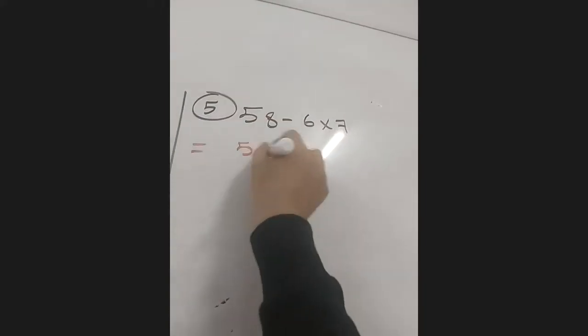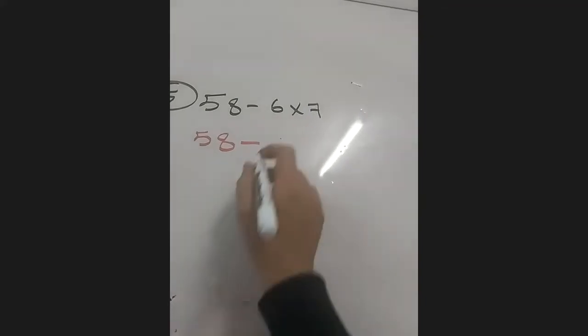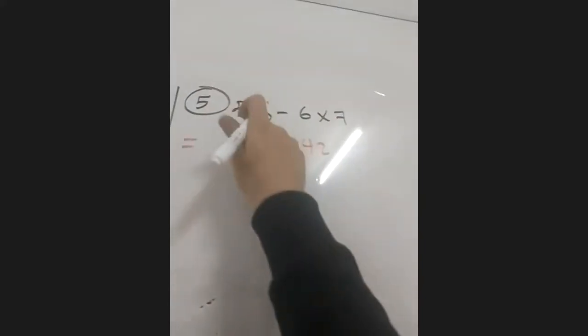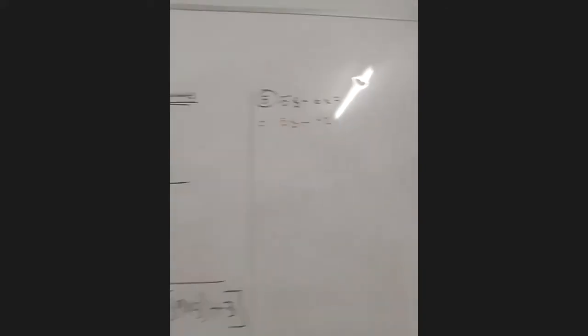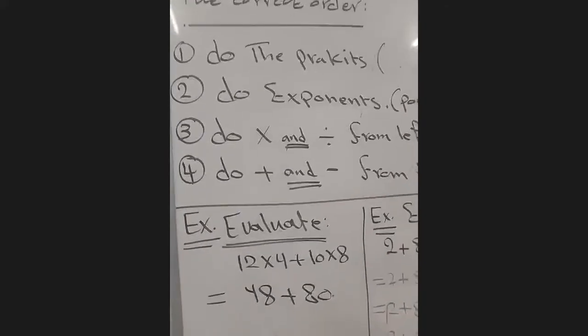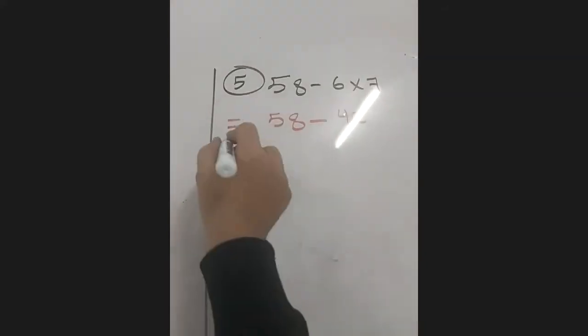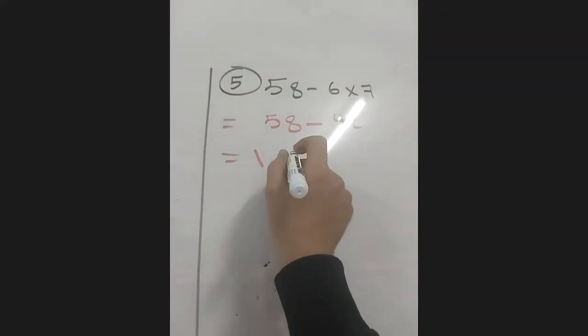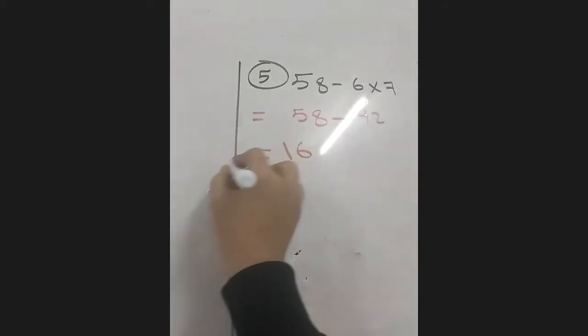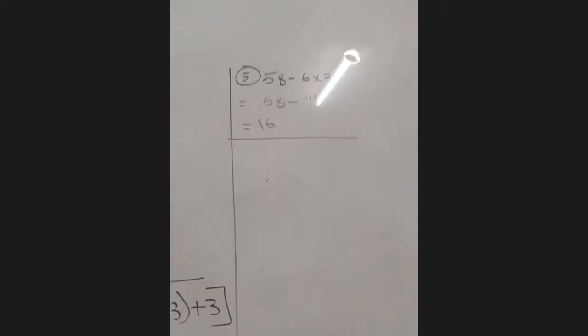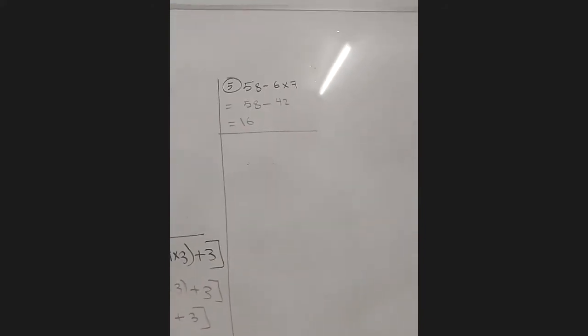7 multiply 6 is 42. And the 58 and the minus come down, right? The last step, it will be 58 minus 42. How much? 16. Good.